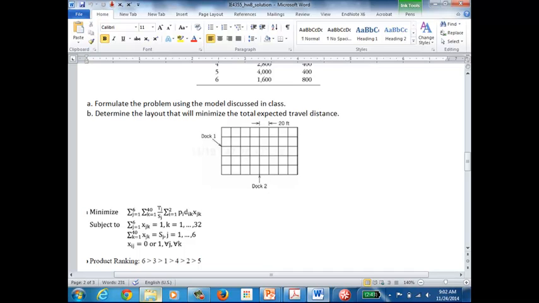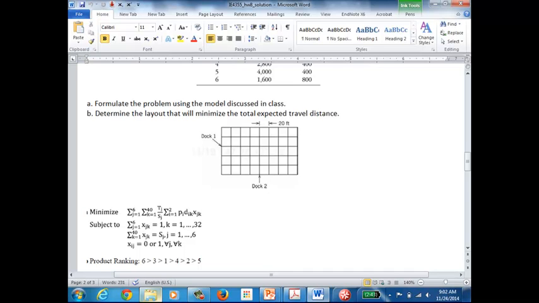Yes, you use the same probability. That's correct. So you use the same probability, and you have to determine the layout that will minimize the total expected travel distance.